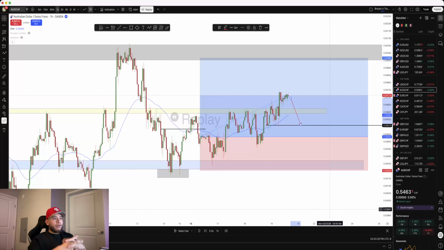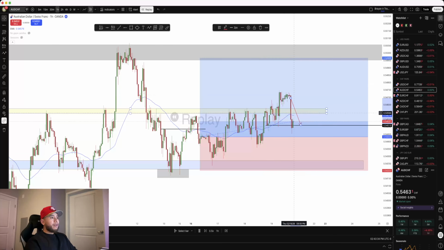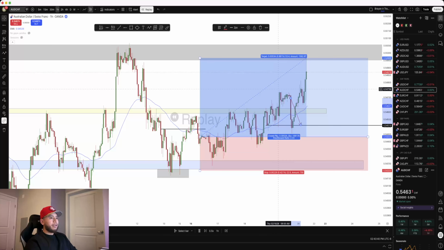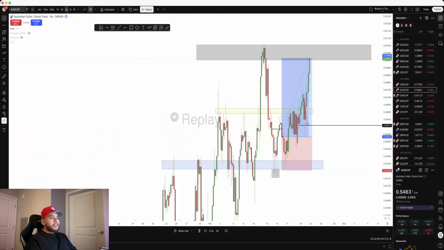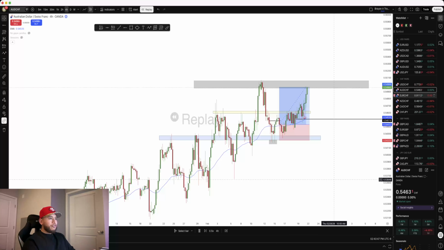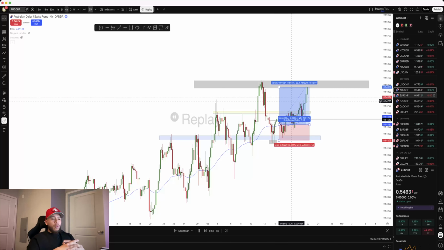And it was a trial, right? It was a trial. And as you can see, price completely came down, hit my stop loss. And then from there, it decided to have the push to the upside and completely hit my take profit. So that was my trade setup on AUD CHF. As you can see, it was a beautiful 102.3 RR on this trade.